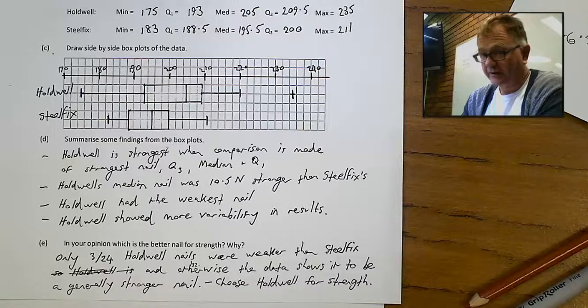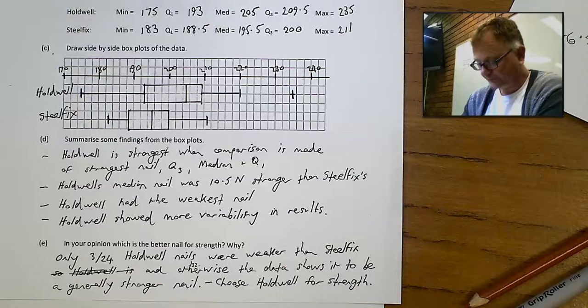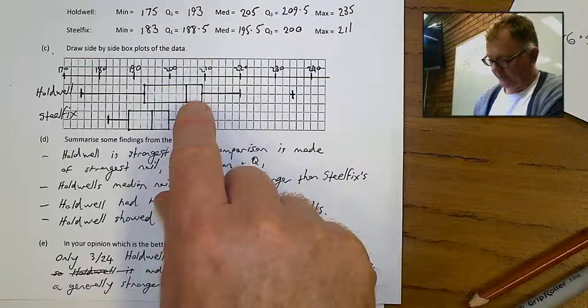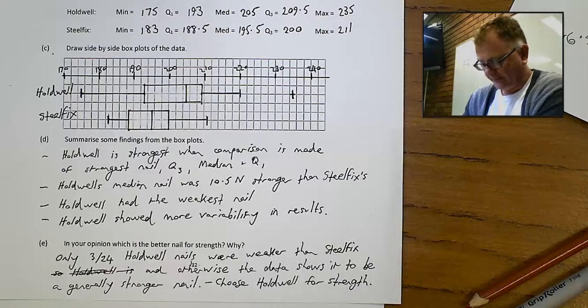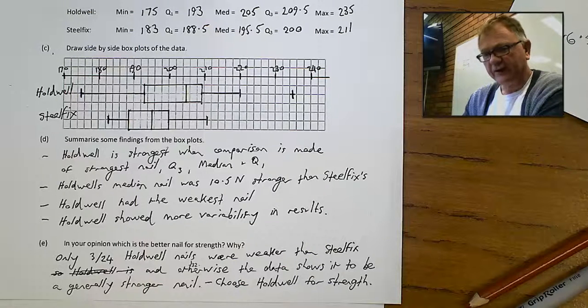Now, in this particular example, it didn't really matter whether or not we included it. Holdwell still had the strongest nail, even if you take that one out of consideration. Another thing I usually like to do is take the medians into account. That makes a very good comparison, comparing the middle nail of each. And in an answer like this, I like to put some quantitative measure. So I was able to say that Holdwell's median nail was more than 10 newtons stronger than Steelfix's median nail. Now, the things against Holdwell is it did have the weakest nail, and it showed variability in its results.